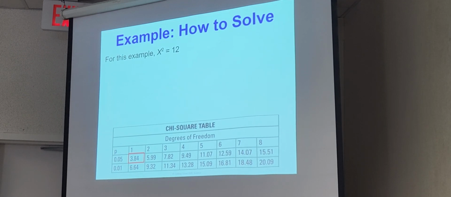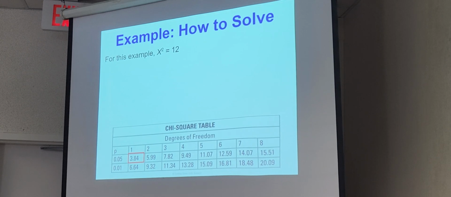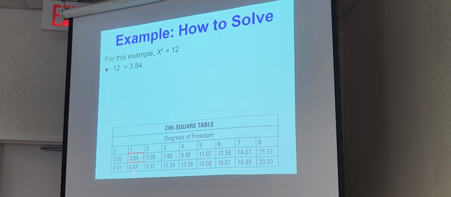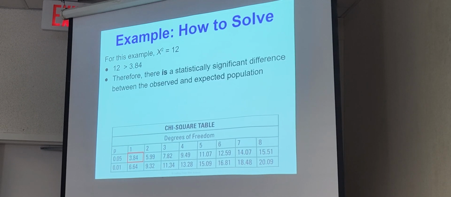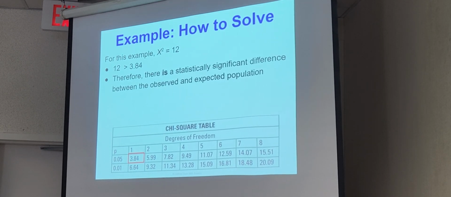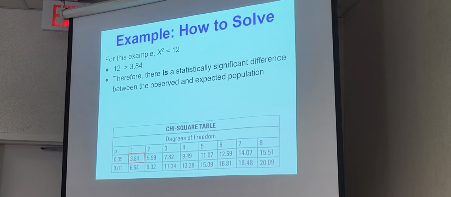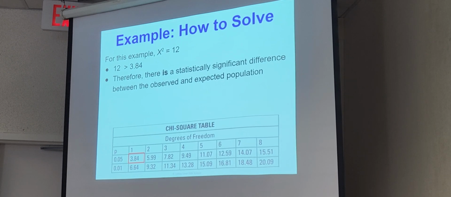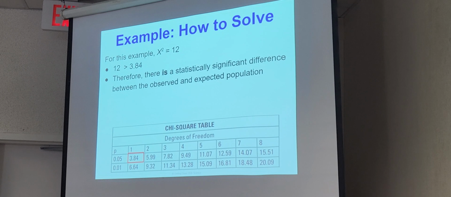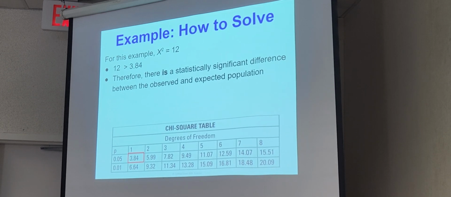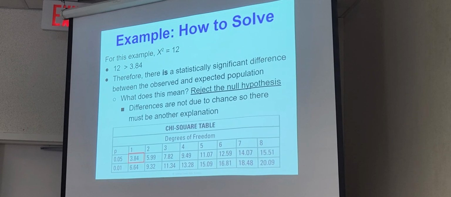So, in this example that we did, our chi-square, the sum of all that was 12, right? 9 plus 3 is 12. So our chi-square value is 12. 12 is greater than 3.84. Therefore, there is a statistical difference between what we observed and what we expected to observe. Which means we have to, do we accept or reject the null hypothesis? Reject it. And if you reject the null hypothesis, you're saying the difference in the numbers is not just due to chance. There's another explanation for what is happening.